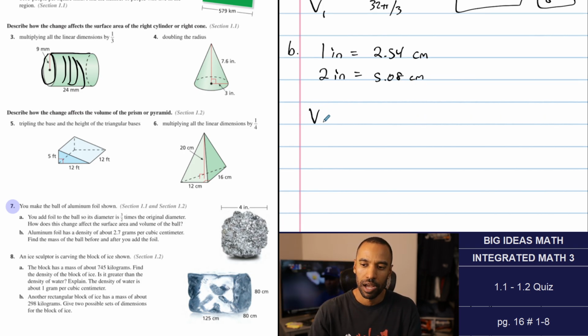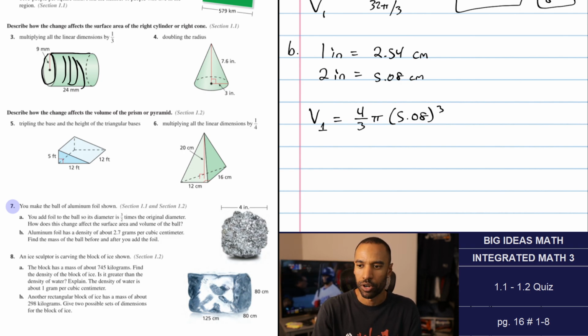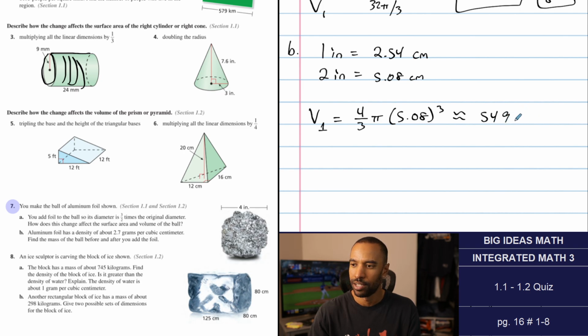So volume of object 1 is going to be 4/3 pi times 5.08 cubed. Let's actually work the calculator on this one a little bit more. 5.08 cubed for cubic centimeters is some weird number times 4, also weird number, divided by 3. I'm just going to use the rounded version here because otherwise it's just going to get wonky. It already is wonky to begin with cubing that. So it's around 549.14 cubic centimeters.